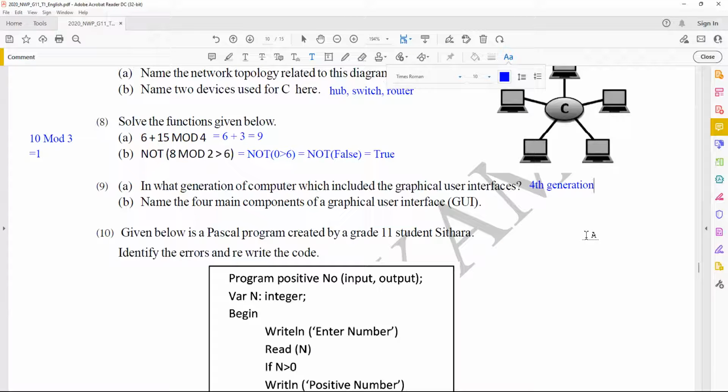Name 4 main components of a computer graphical user interface, GUI. Pointer. Yes, pointer is there. What are the other 3? Icons. We have window, icon, taskbar, menus, pointer.